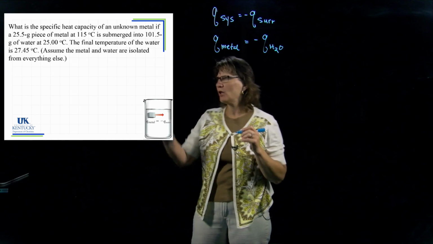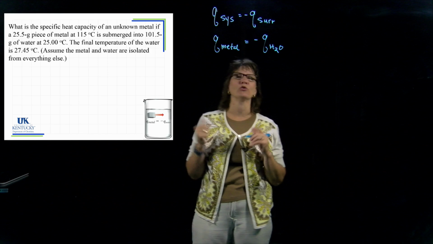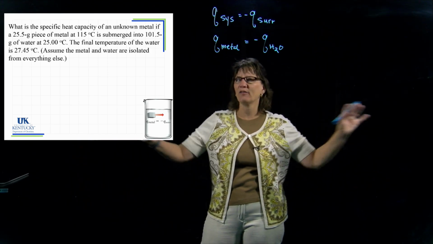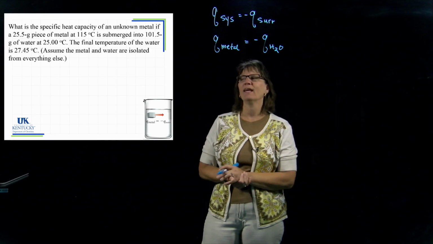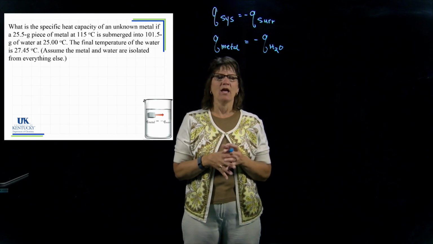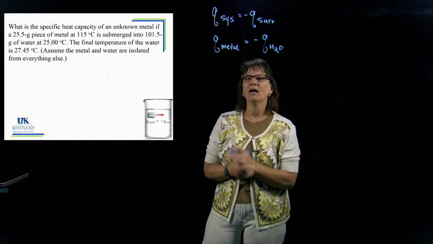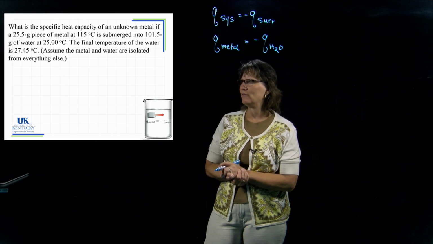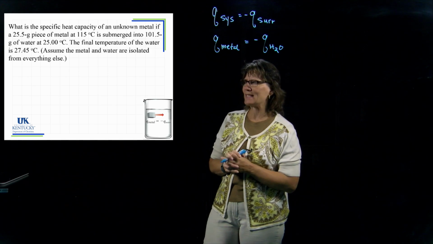Now let's finish by looking at that last sentence. Assume the metal and the water are isolated from everything else. What does that mean? That means no extra heat is going to leave outside of the water. We're going to assume that the transfer is just happening between those two things. It helps keep it simple. So what would we do? We'd take this beaker, we'd put it in a thermos of some sort to where the heat can't leave, at least in the duration of the transfer process. It'd be too slow to leave the energy of that container. Okay, so that's what that last sentence is saying.